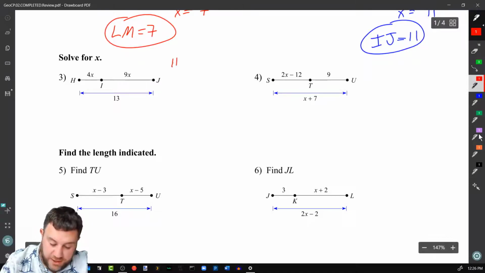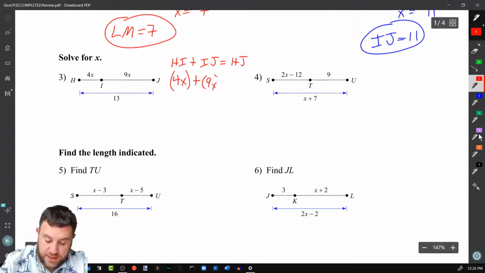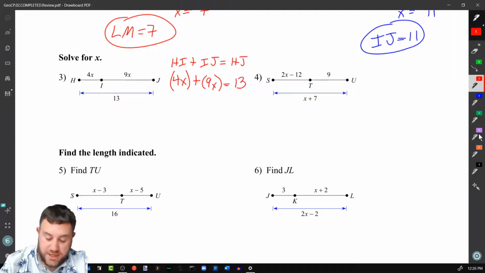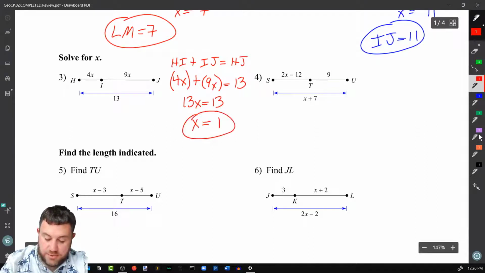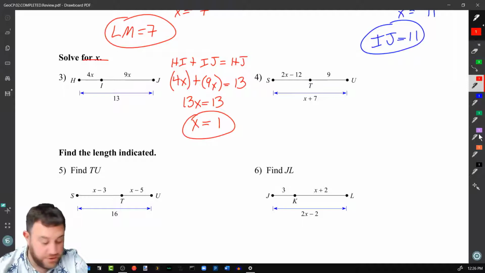Number three, we've got HI plus IJ equals HJ. HI is 4X, and I'm always going to put parentheses around these. IJ is 9X, and the whole thing is 13. Well, 4X plus 9X is 13X. So 13X equals 13. Divide both sides by 13. So we get X equals 1. And that's what it tells us to solve for, so we're done. We could plug that back in to get what the individual pieces are, which we'll do in the next section. But this just says X, so we're done there.